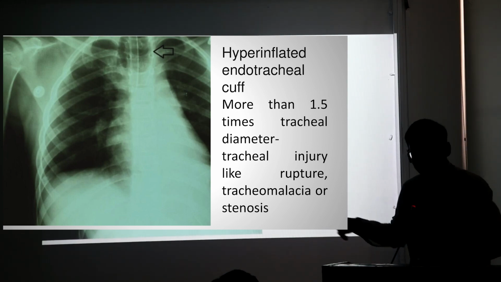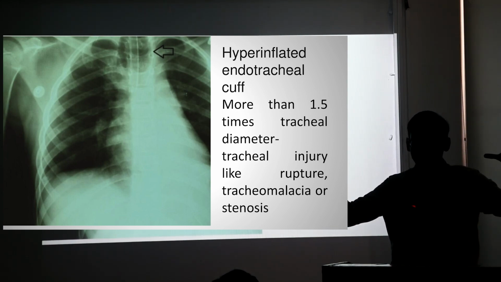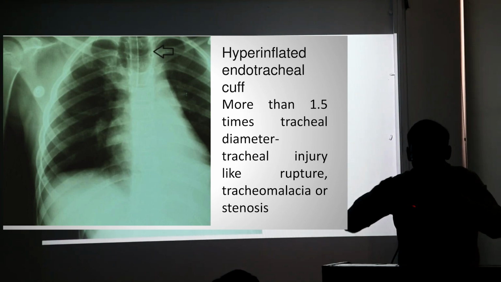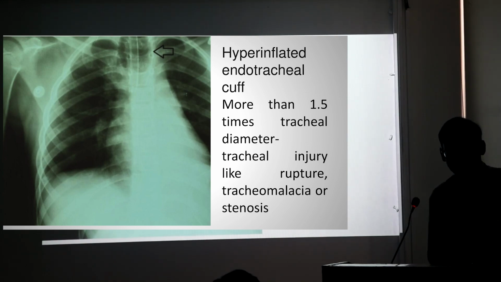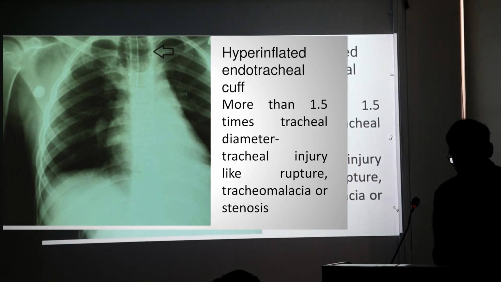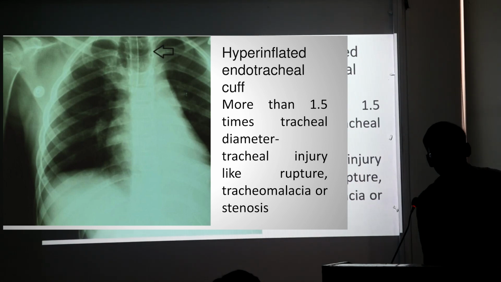Basically, there's an endotracheal tube. The cuff has been inflated too much. So you have to look for that also. If you have inflated too much air into the balloon, it will cause damage. So that is also visible in this X-ray, right? So a hyperinflated endotracheal cuff, more than 1.5 times the tracheal diameter. Tracheal injury like rupture, tracheomalacia, or even stenosis can happen. Okay.